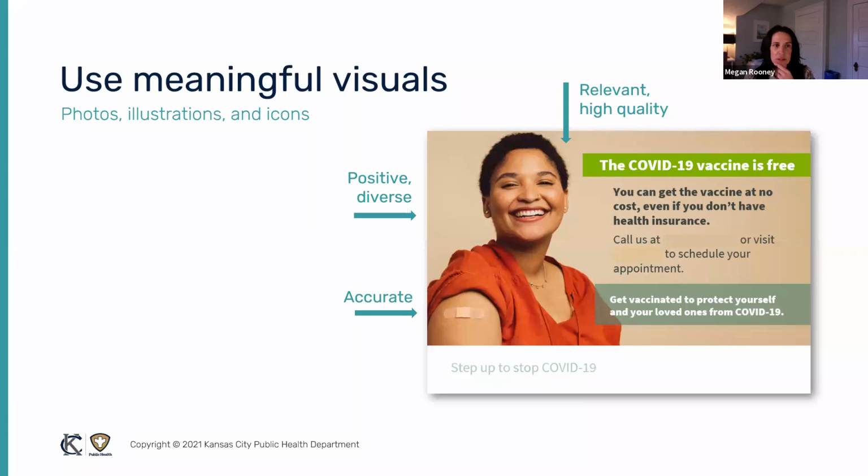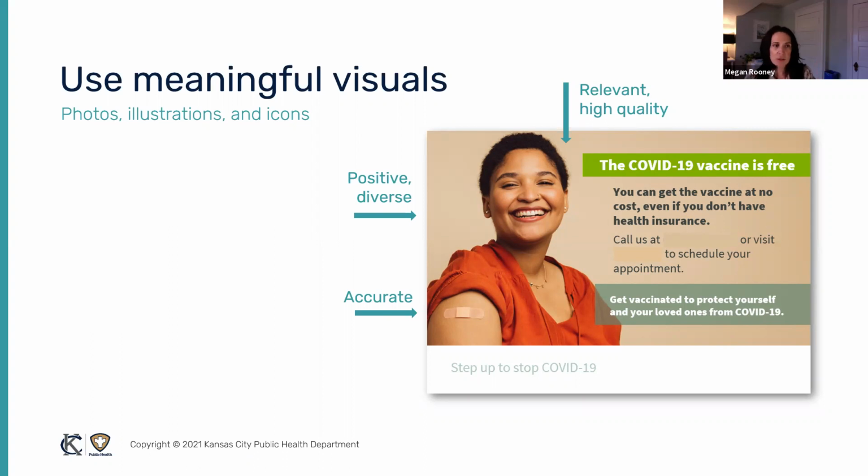The last item here is to use meaningful visuals. And this can be a photograph, a drawing, a film clip, chart, any type of graphic used to tell a story or convey a message. So they should be relevant and meaningful. You don't want to distract ever from your message or your purpose. High quality, obviously, crisp and clear, positive, diverse, accurate, current and not dated. So for example, you might want to start showing people with masks on or with more updated phones that lets people know this is a current material.